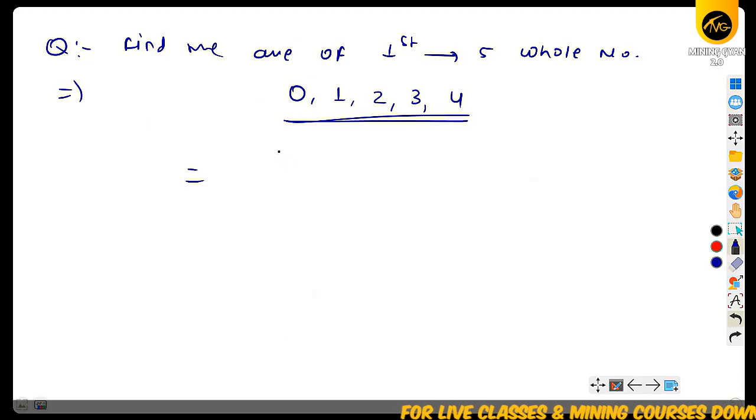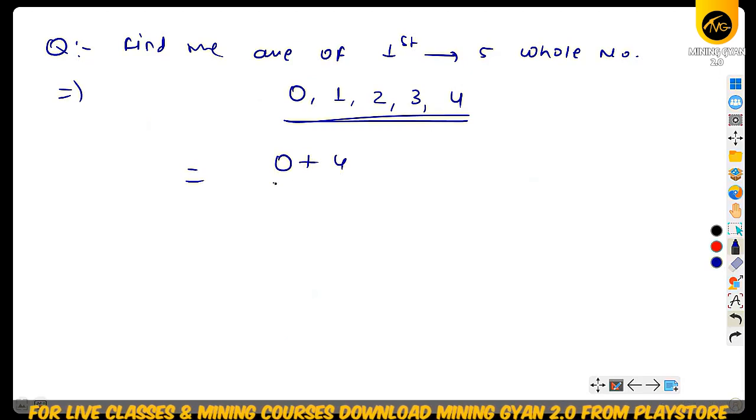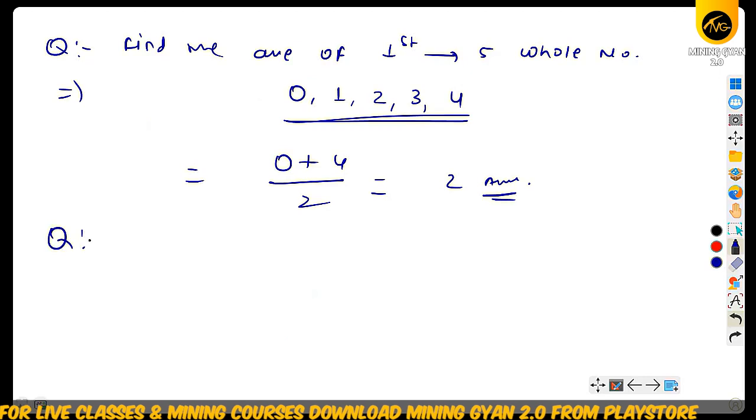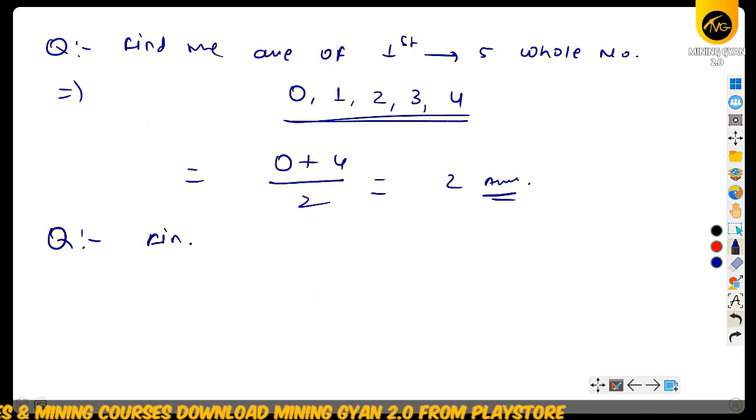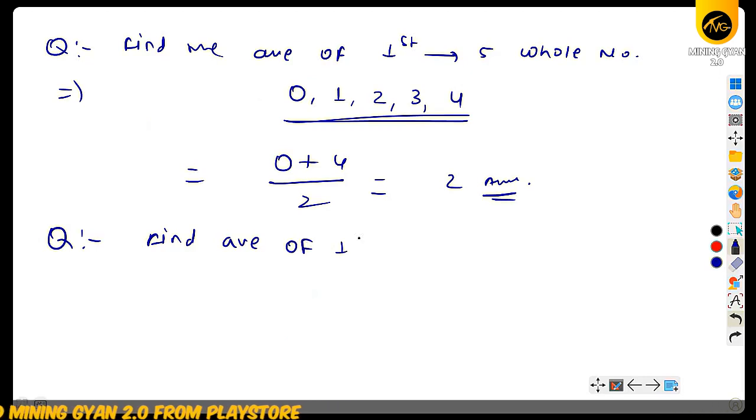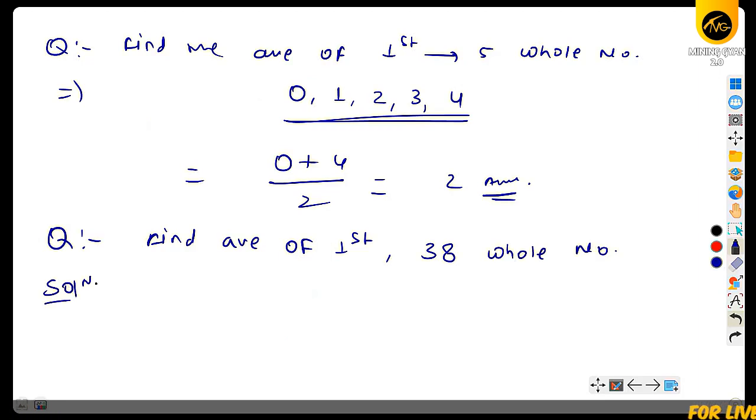So that's why you have to use the first number plus last number divided by 2. So what is the first number? 0 is the first number and last one is 4, and divided by 2, and the average will be 4 divided by 2, that means 2 is the average. Is it clear? And if the question is like that, find the average of first 38 whole numbers. Now tell me what is the average of first 38 whole numbers.